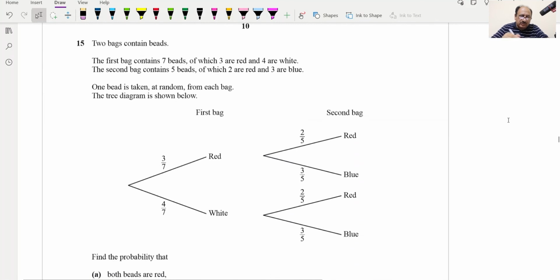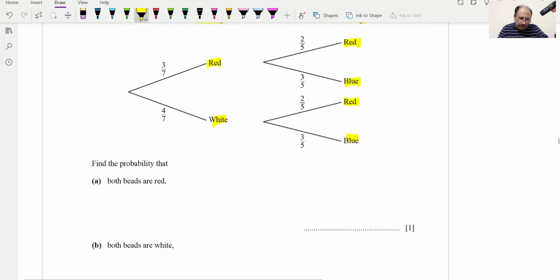Now question number 15. Two bags contain beads. The first bag contains 7 beads, of which 3 are red and 4 are white. So red and white. The second bag contains 5 beads, of which 2 are red, 3 are blue. So red and blue. So the question is, one bead is taken at random from each bag. The tree diagram is shown below, and find the probability that both beads are red.